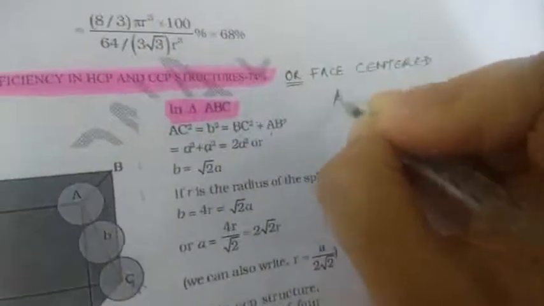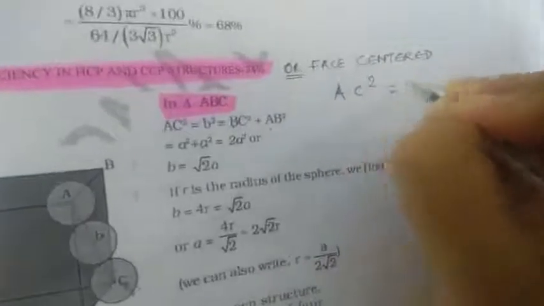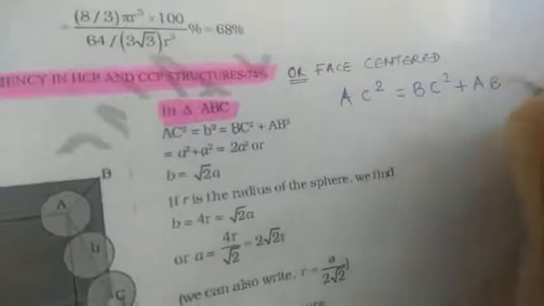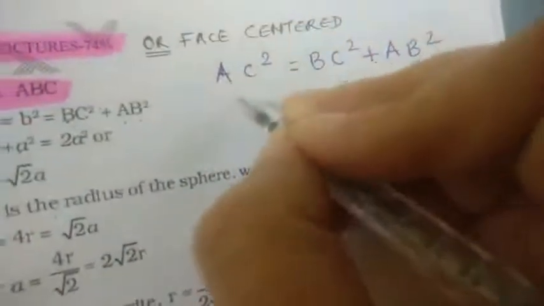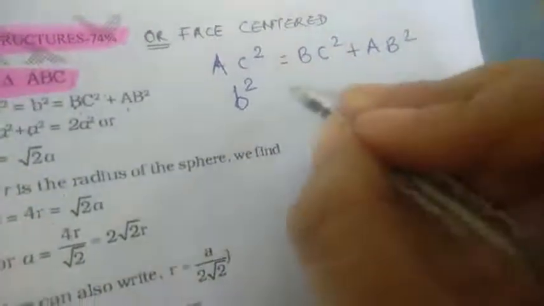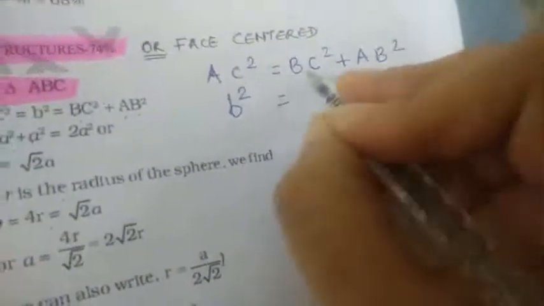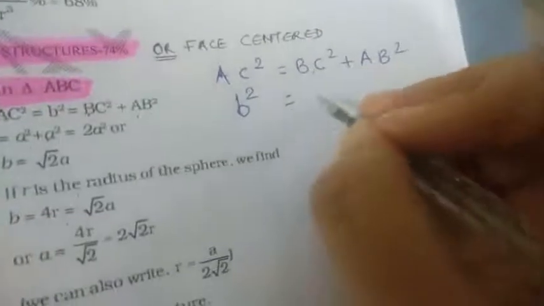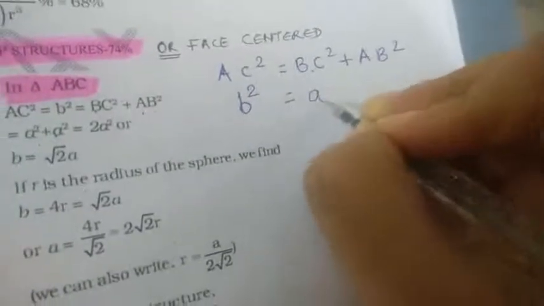So let me summarize it in a proper way. It is actually AC square is equal to BC square plus AB square. This is Pythagoras theorem applied on this triangle ABC. Now we know AC is equal to b. So AC square will be equal to b square. And BC is one edge of the cube. Edge means side. Sides are represented by a.